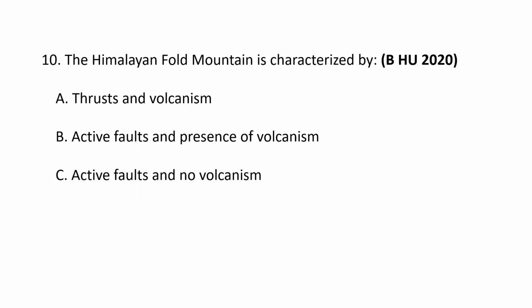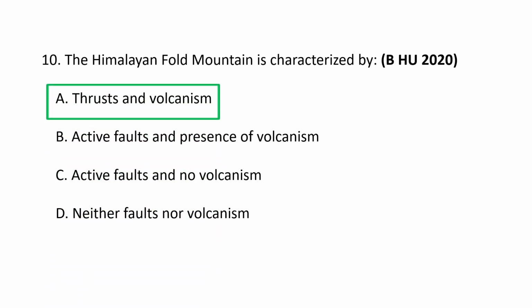Next question. The Himalayan fold mountain is characterized by: A. Thrust and volcanism, B. Active faults and presence of volcanism, C. Active faults and no volcanism, and D. Neither faults nor volcanism. The Himalayan fold mountain belt is indeed characterized by thrust faults. These faults are a key feature of the Himalayan orogeny, a result of the ongoing collision between the Indian and Eurasian tectonic plates. The collision has caused the crust to buckle and fold, creating the mountain range, and the thrust faults are the mechanism by which large blocks of rocks have been pushed over one another.